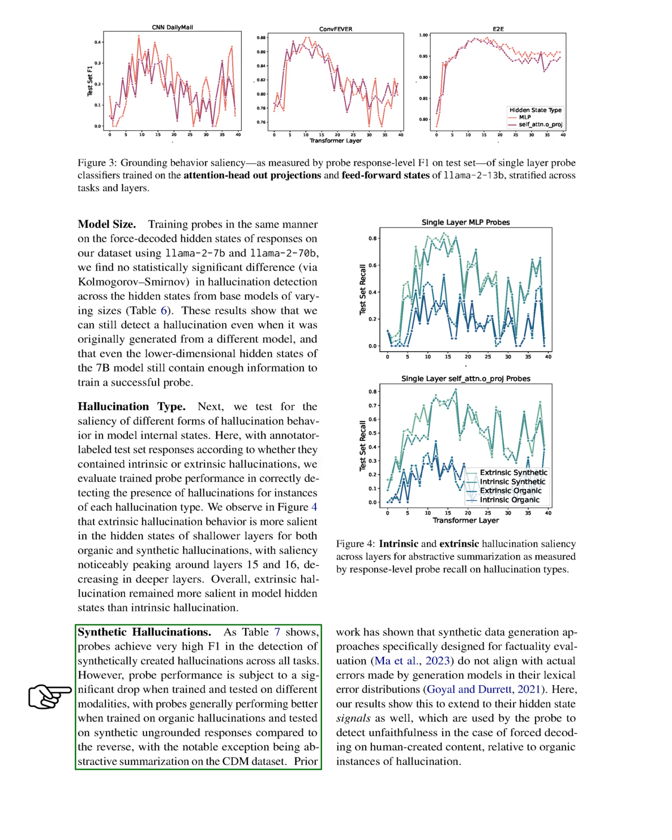We also found that probes are very effective in detecting synthetically created hallucinations across all tasks. However, the performance of the probes drops significantly when trained and tested on different modalities. Probes generally perform better when trained on organic hallucinations and tested on synthetic ungrounded responses, and vice versa, with the notable exception being abstractive summarization on the CDM dataset.